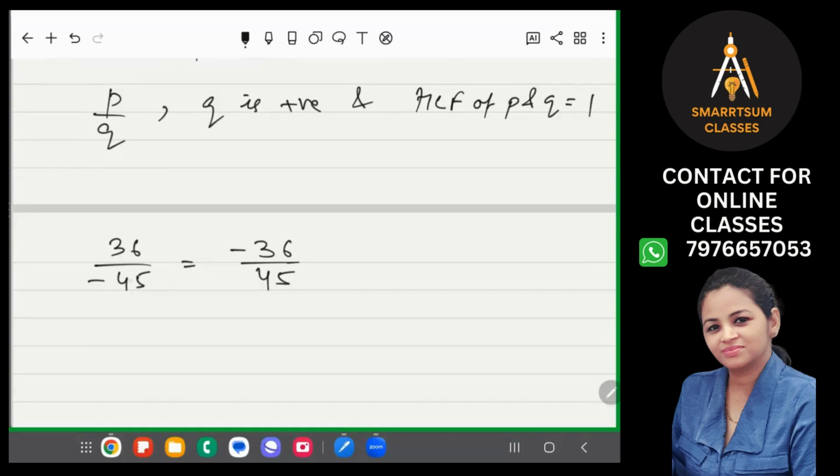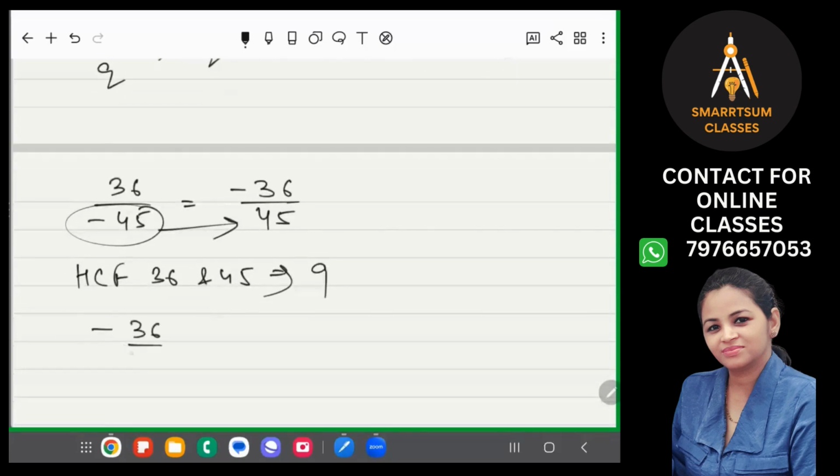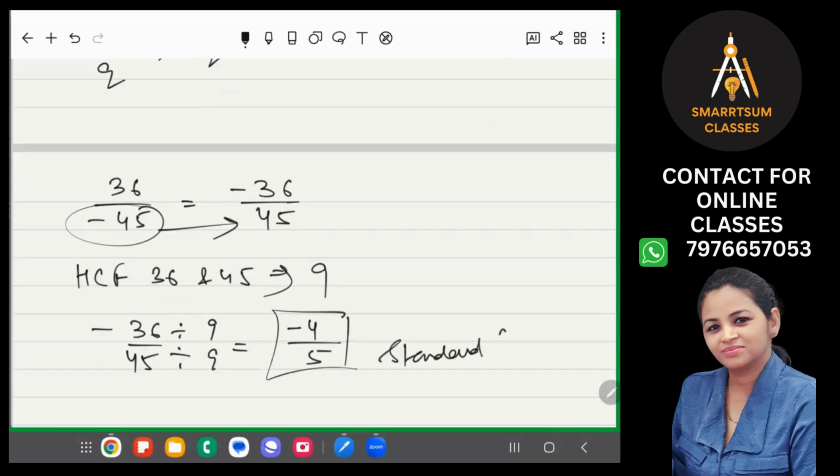So we first convert the negative denominator into a positive one, and then we find the HCF of 36 and 45. What is the HCF of 36 and 45? It is 9. So we divide minus 36 and 45 by 9, and this becomes minus 4 upon 5. So minus 4 upon 5 is the standard form of 36 upon minus 45. So this is its standard form.